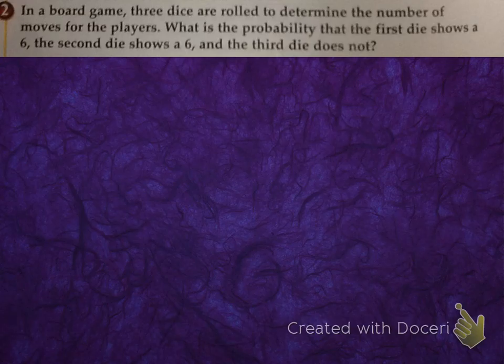Okay, well obviously with 3 different dice, they're independent from each other, so we don't have to worry about non-replacement or anything like that. So the probability that the first die is going to land on 6 is 1 out of 6. The probability that the second die lands on 6 is 1 out of 6.